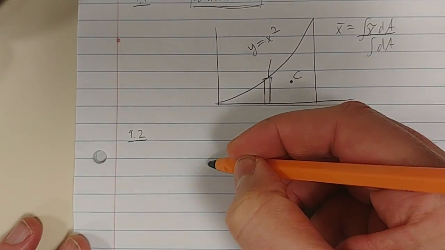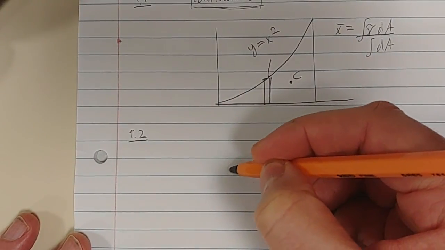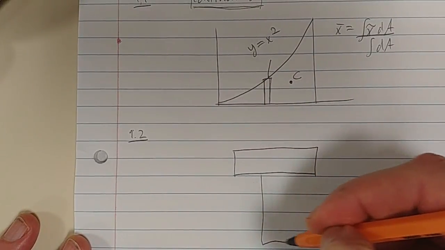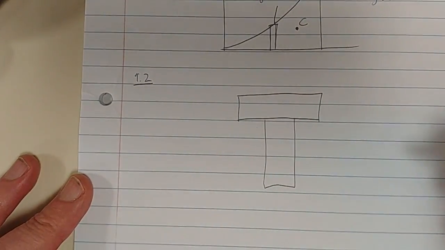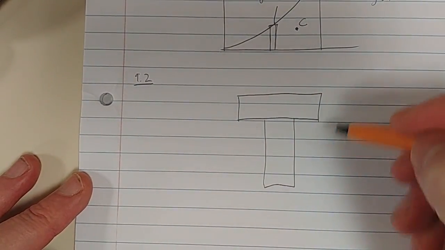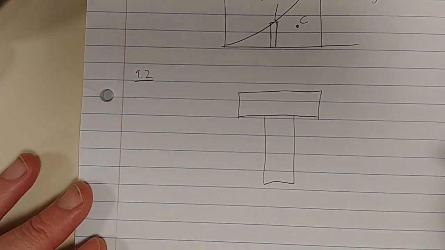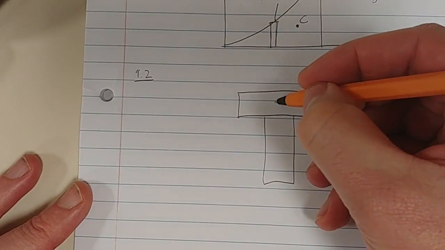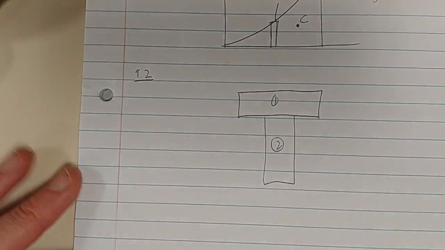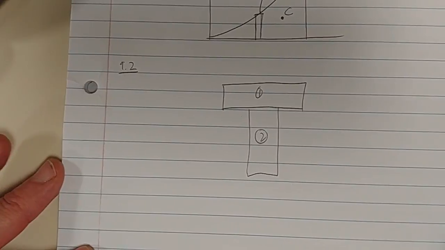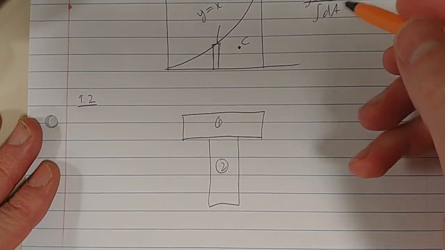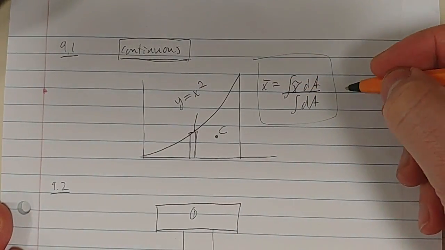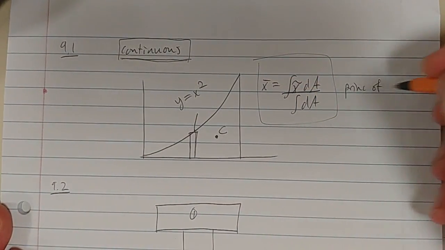Say now we had a structure that looked like this. We've seen one, and actually we're going to do an example on that. So here we have a complicated structure. How do we determine the centroid? Well, we divide it into elements, and then we carry out the same kind of equation. Remember, where does this come from? It's just the principle of moments.